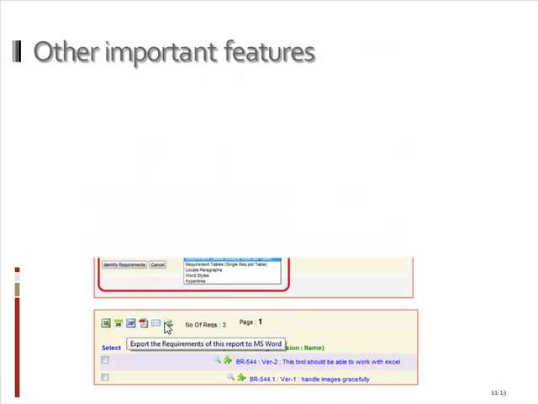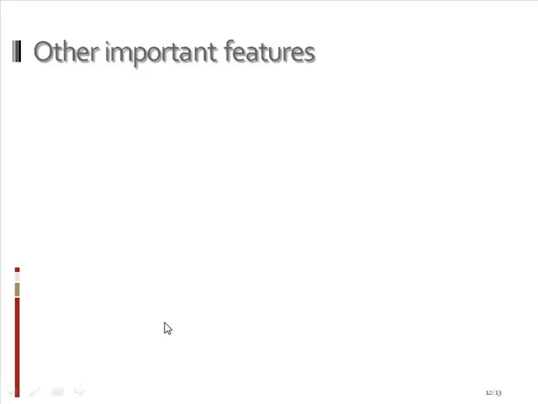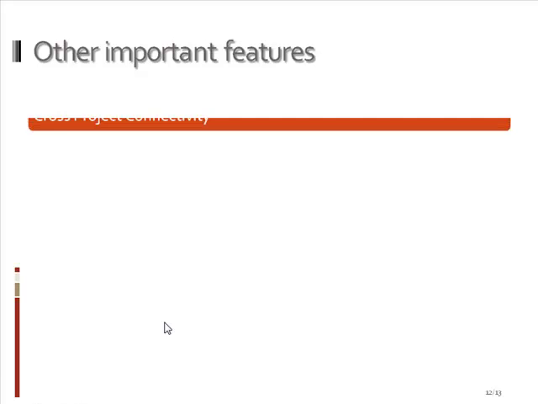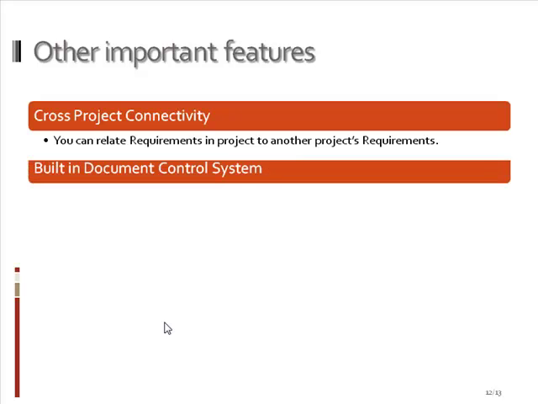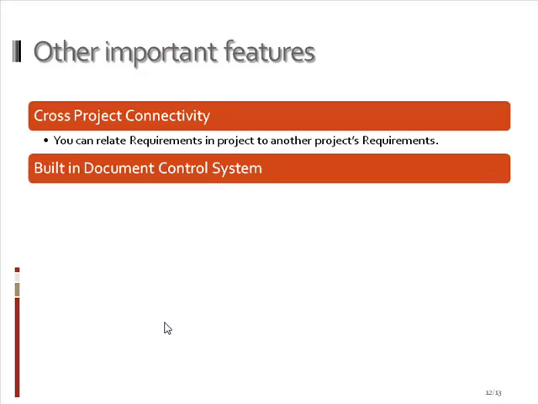And there are a couple of other important features I would like to mention, probably not go into too much detail. First is cross-project connectivity. That is, if your installation has multiple projects, you could still relate requirements from one project to another project. So in theory, you could have a test case in project X actually testing requirements, say functional requirements, in project A and project B at the same time. So nothing stops you from tracing across projects.